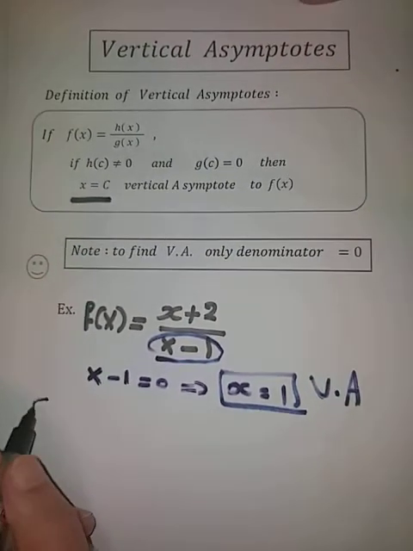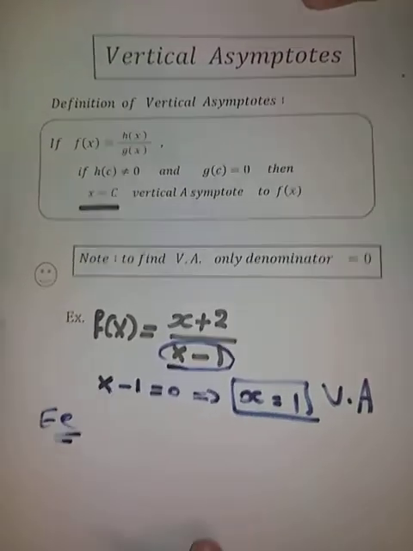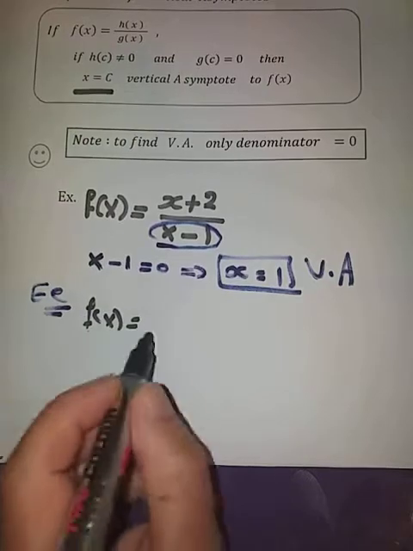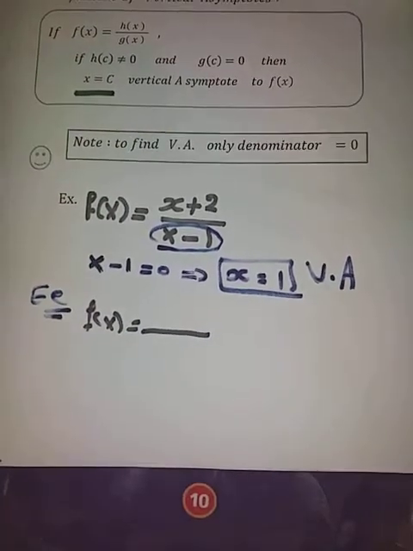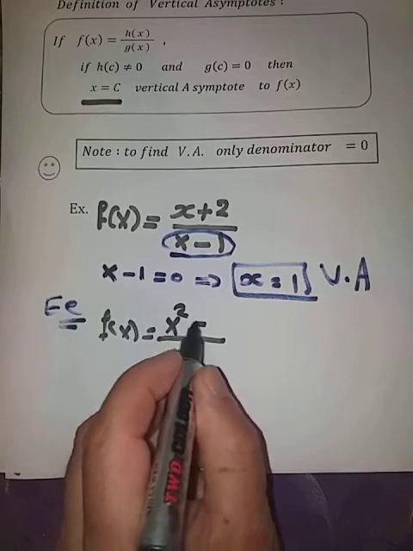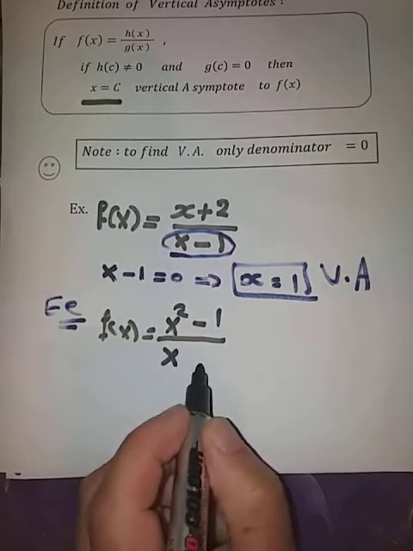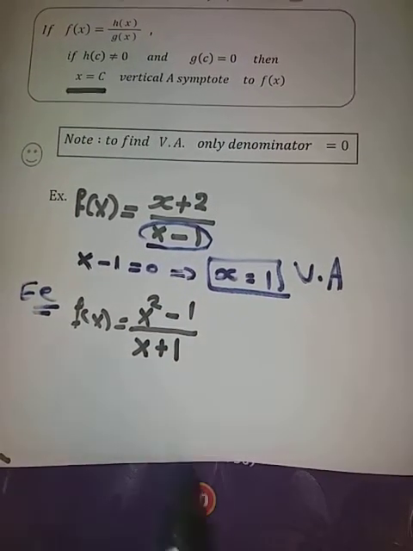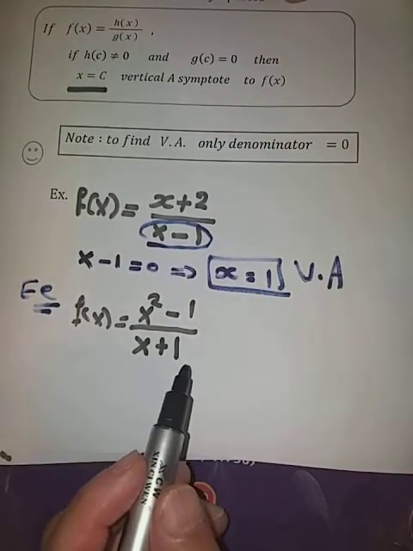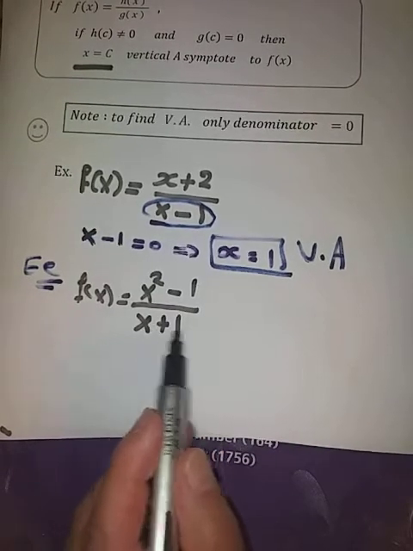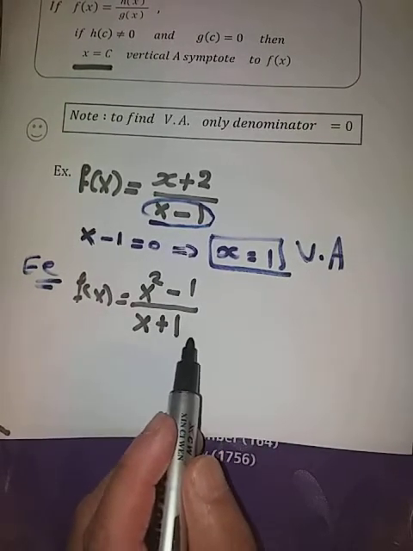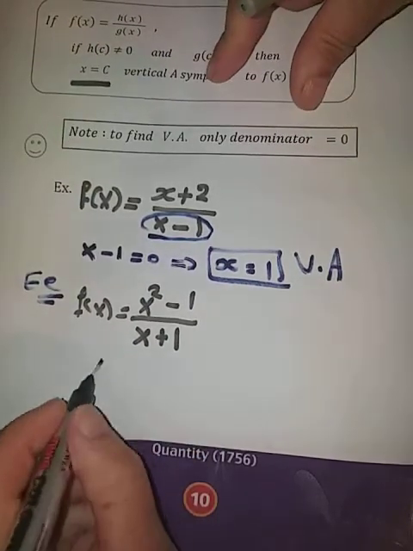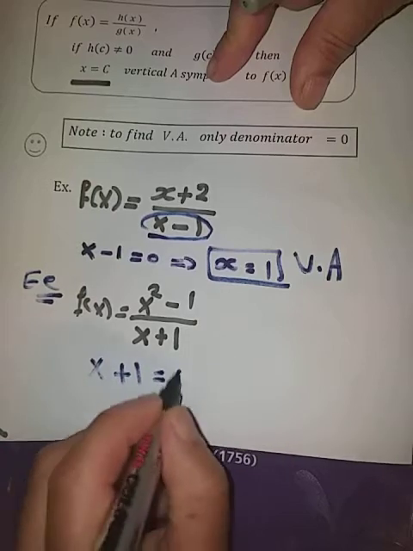Example: f of x is equal to x squared minus 1 over x plus 1. What's the domain of this function? The domain is all real numbers except negative 1. Is negative 1 a vertical asymptote?